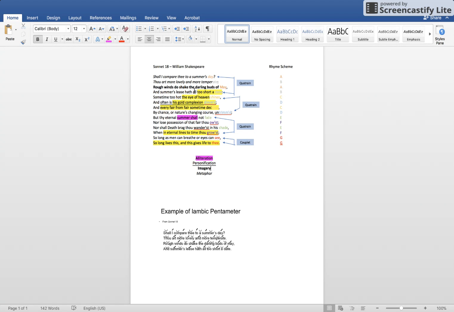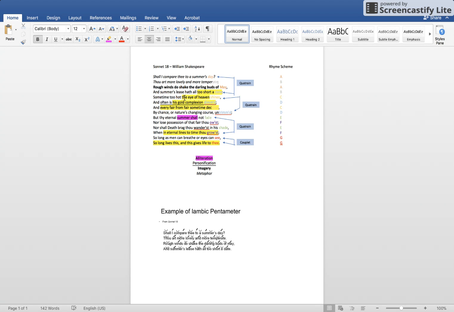We see the first one here, too short a date, and summer's lease hath all too short a date. I think we all can actually connect with this. It basically means what he's trying to say here is that summer does not last long enough. And of course, in this context, he is comparing a woman that he loves to a summer's day. And so he's saying that she will not last long enough, love will not last long enough, etc.